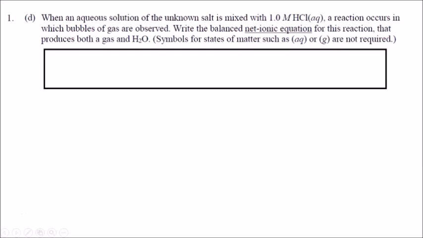In part D, we are looking at a net ionic equation for the reaction between the metal carbonate and hydrochloric acid. We saw a reaction like this in the multiple choice section. Let's write the equation before we focus on the net ionic version. We take our metal carbonate, react it with HCl, and we're going to produce a metal chloride plus not carbonic acid, but rather water and CO2.